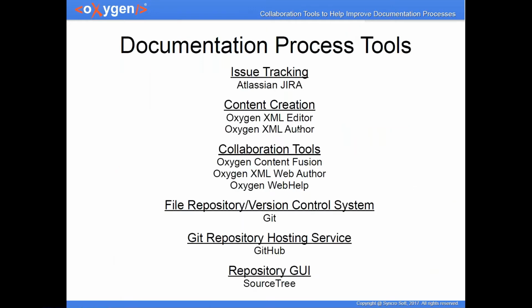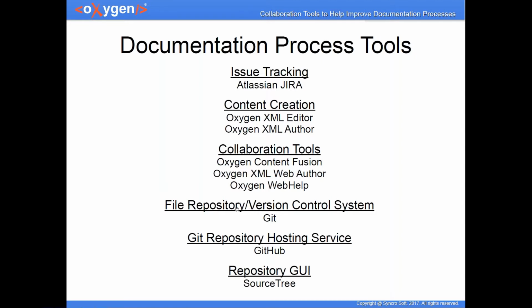So as for the tools that we use in our documentation process, everyone involved in the process uses Atlassian JIRA for issue tracking and project management. The documentation team uses Oxygen XML Editor or Author to create and manage the content. Various teams use Oxygen ContentFusion, Oxygen XML Web Author, and Oxygen Web Help for collaboration tools.